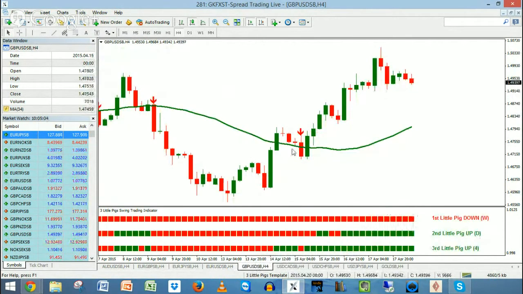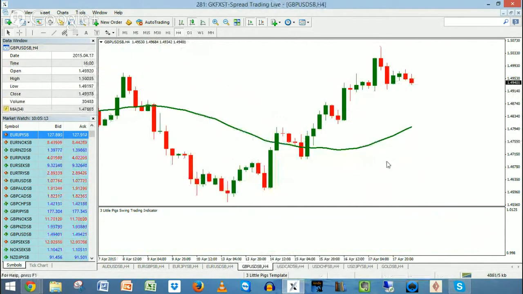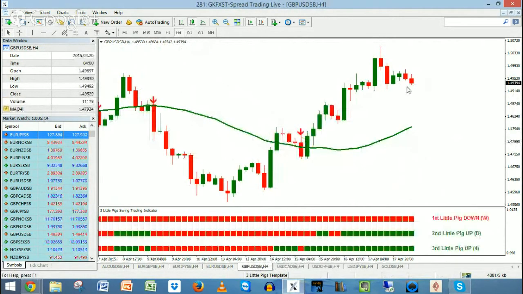Cable, it's down on the weekly. No need to look at that chart, we're all aware of that. So the daily's just up here at the moment, so highly unlikely we're going to get a long signal here. Once again, we wait for this 4 hour to roll over and the daily to also follow it.